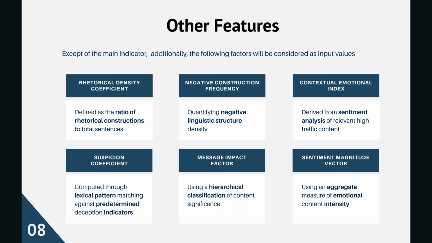Rhetorical density coefficient, defined as the ratio of rhetorical constructions to total sentences; negative construction frequency, quantifying negative linguistic structure density; contextual emotional index, derived from sentiment analysis of temporally relevant high traffic context; suspicion coefficient, computed through lexical pattern matching against predetermined deception indicators and the a priori algorithm; message impact factor, a hierarchical classification of content significance; and sentiment magnitude vector, an aggregate measure of emotional content intensity.